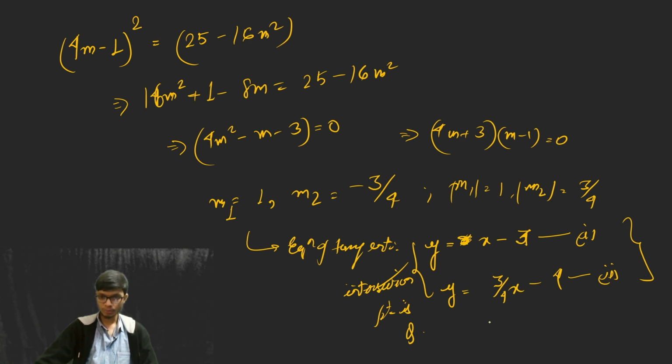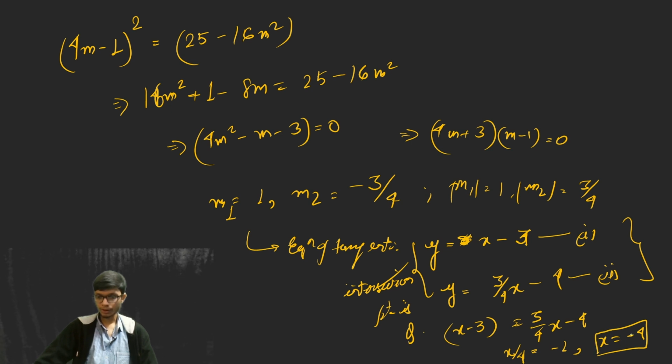If we put both of them equal, this will be equal to 3 by 4 x minus 4. So from here, if you take this on the left hand side, this will be x by 4, and this is equal to minus 1. So x is equal to minus 4, and if I put x is equal to minus 4, then y is equal to minus 7. So I got the point Q as minus 4 comma minus 7.